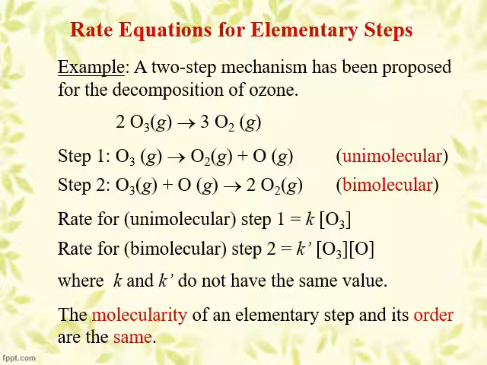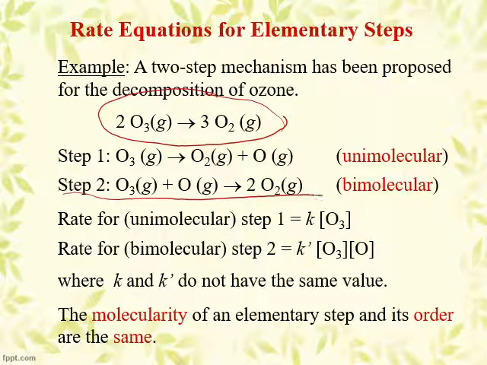Okay, let us look at the example to determine the rate law or rate equation for elementary steps. This is a two-step mechanism for the decomposition of ozone. This is the overall reaction from step 1 and step 2. Overall, we have 2 ozone producing 3 oxygen gas.